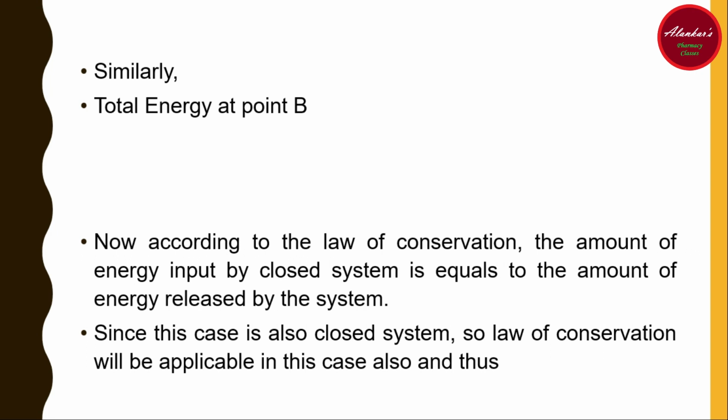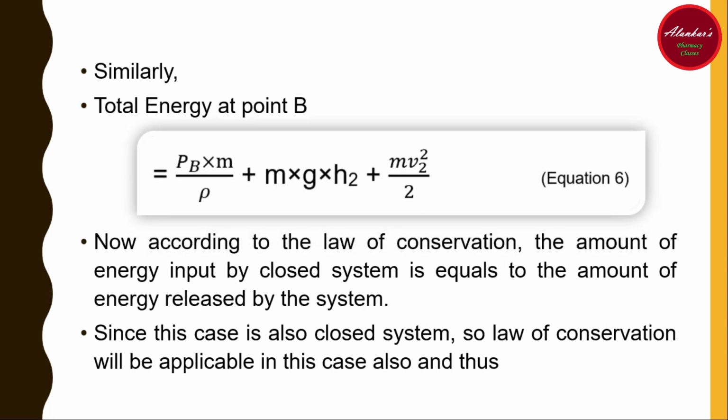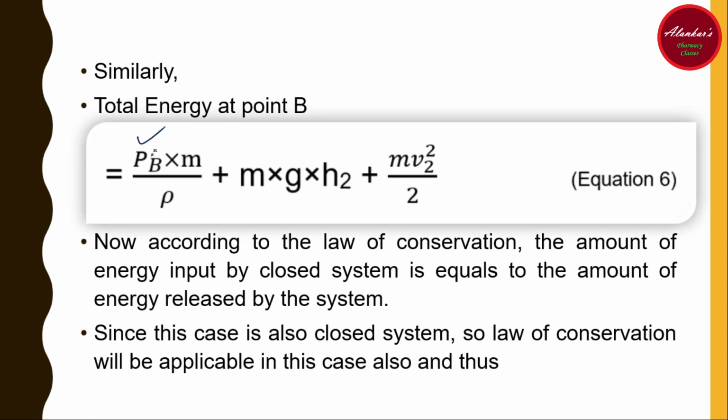And similarly, the total energy at point B can also be represented as PB, that is the pressure of fluid at point B, multiplied by m by rho, and mass and density are the values that are constant throughout the tube. That's why this remains unchanged, plus mass multiplied by acceleration due to gravity multiplied by h2. h2 is the height of the column at point B, plus m v2 square divided by 2. What is this v2? This is the velocity of the liquid at point B. This is equation 6.